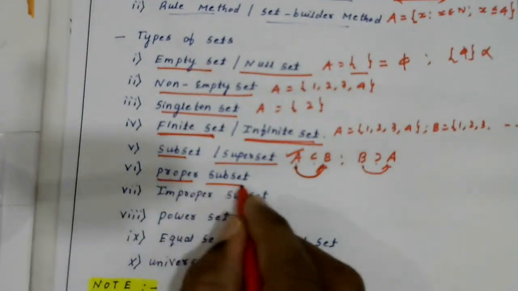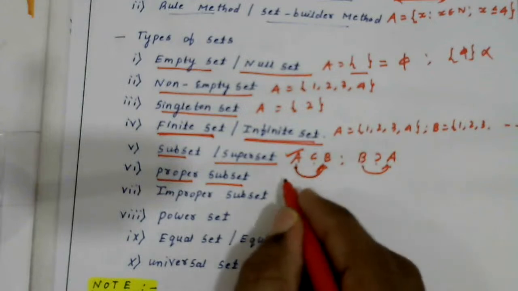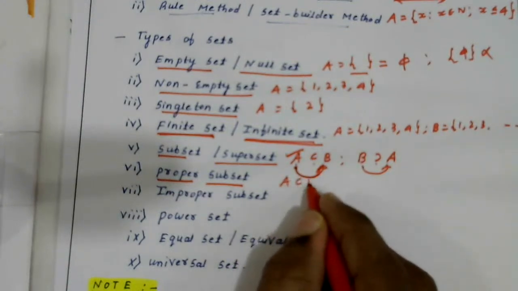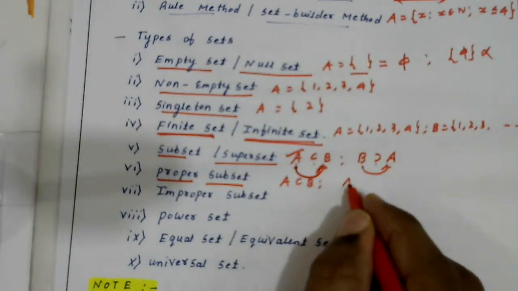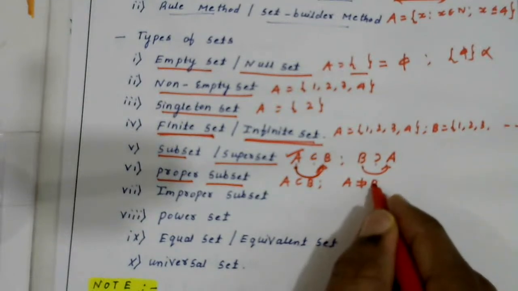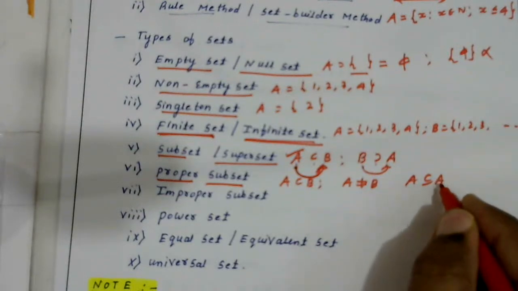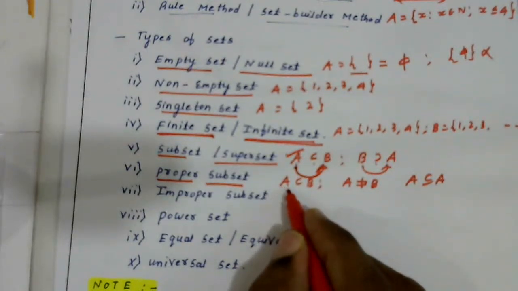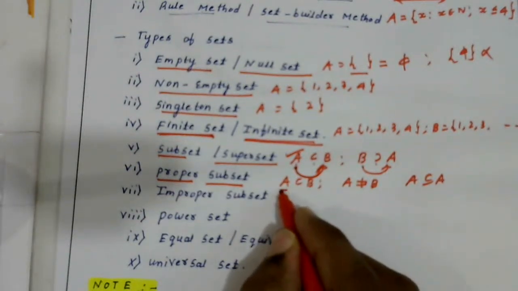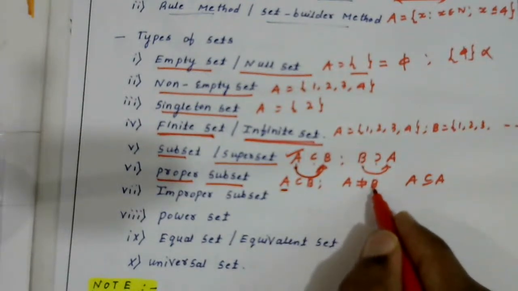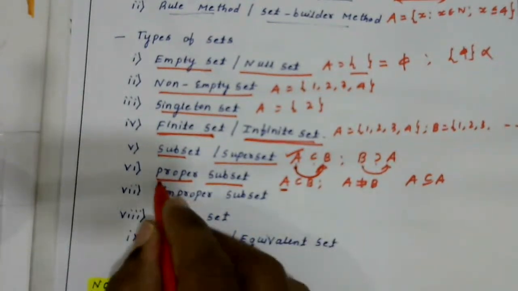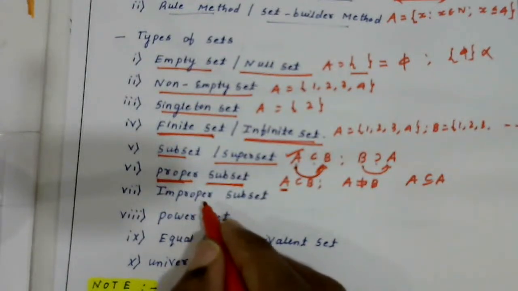And what is a proper subset? A is a subset of B, right? If A is a subset of B, and A should not be equal to B. We know that a set is a subset of itself also. If I write a set A as a subset of B, but that subset should not be equal to B, then those types of subsets are said to be proper subsets.